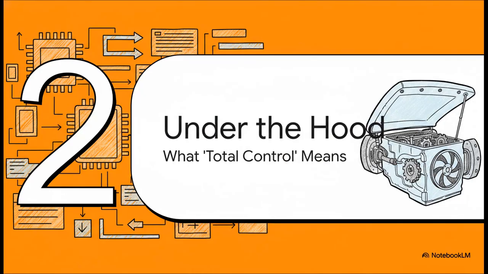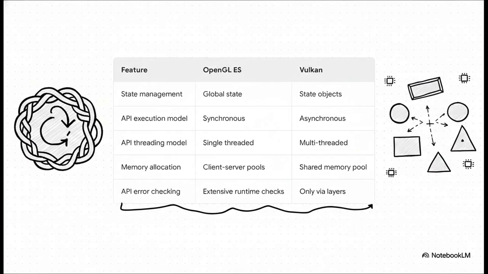So what does all that control and abstraction actually look like when the rubber meets the road? Let's go under the hood and really compare the nitty-gritty technical details. This table just lays it all out, doesn't it? With OpenGL, you're mostly dealing with a single global state machine, and it's pretty much single-threaded. Vulkan, on the other hand, was built from the ground up for the multi-core world we live in now. It's asynchronous, it's multi-threaded, and it uses these pre-compiled state objects, which can just slash your CPU overhead.